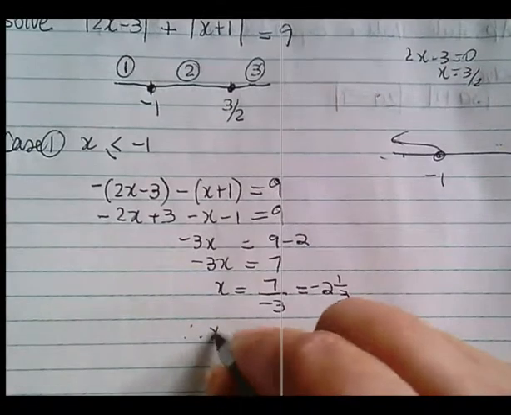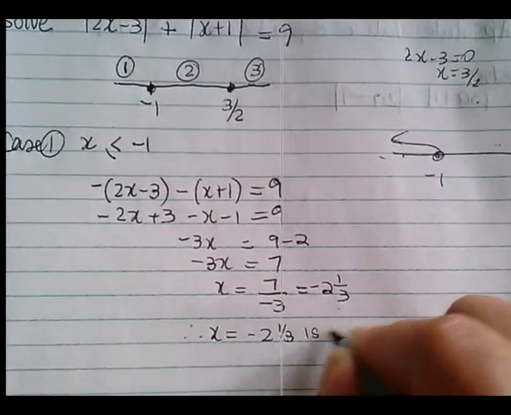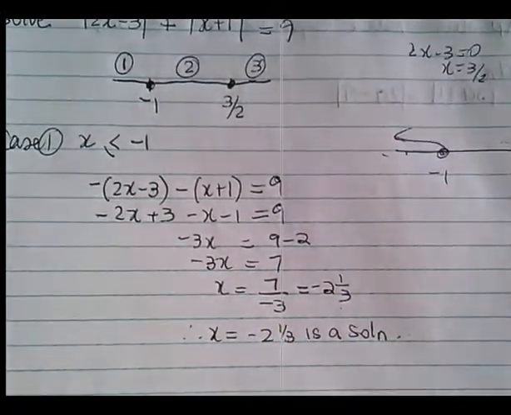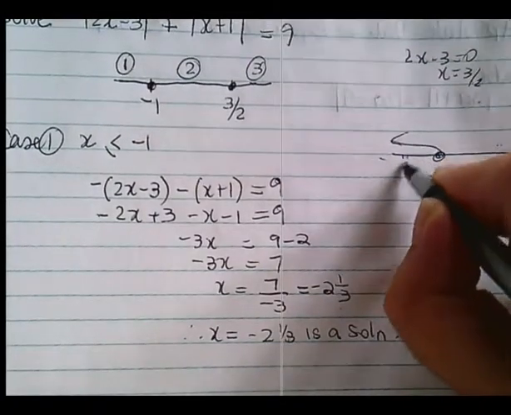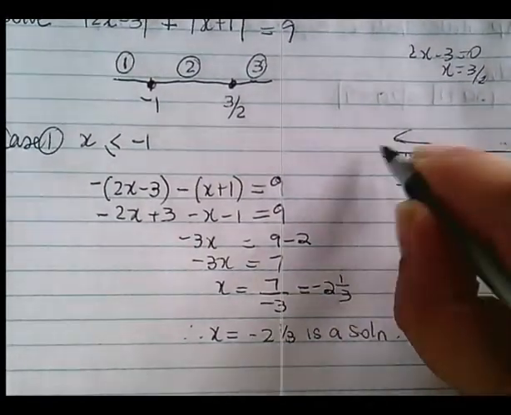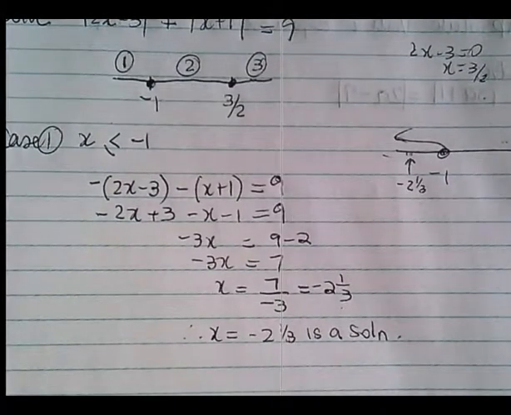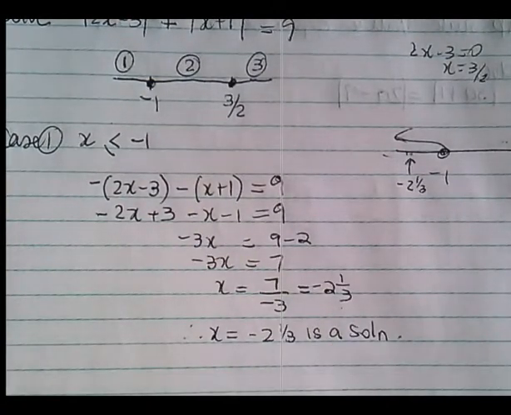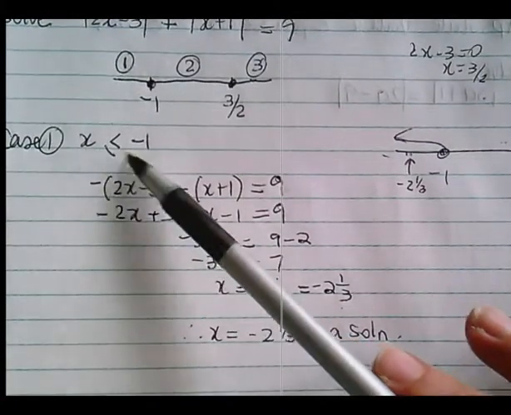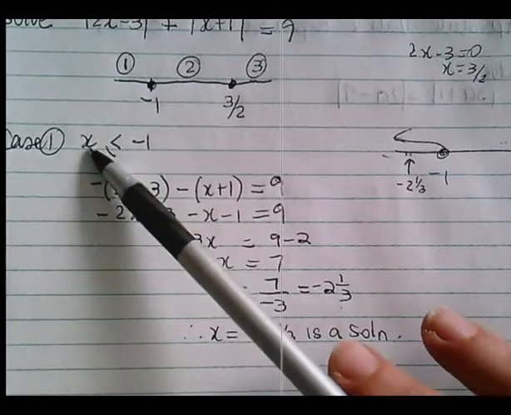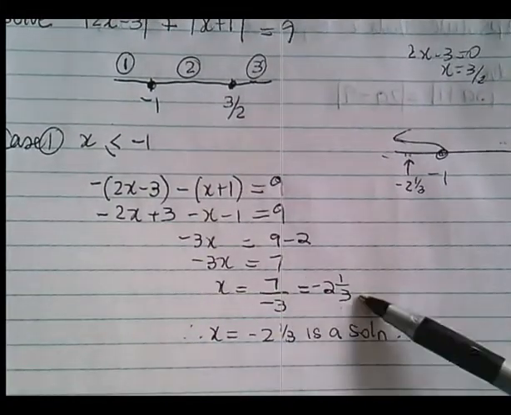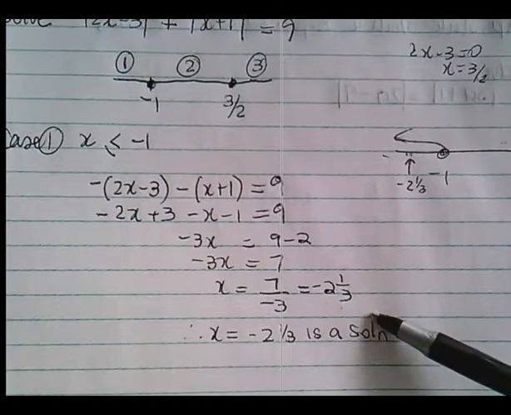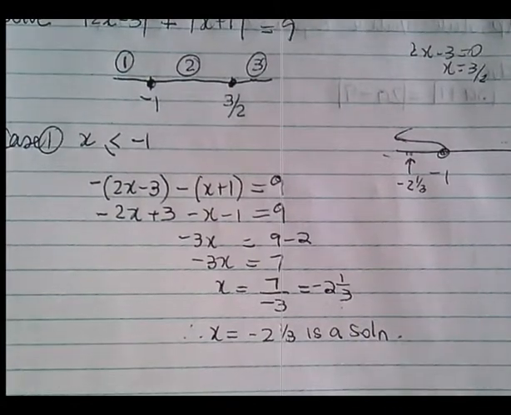So therefore x equals -2 1/3 is a solution, because it's here. -2 1/3 is there. Do you get that? It's in that domain of values of x less than, as long as your answer here is less than or equal to -1, then it's a solution. So if I would have got x equals +2 here, that does not lie in the values. See, my answers have to be less than or equal to -1, and my answer is less than -1, so it's a solution.